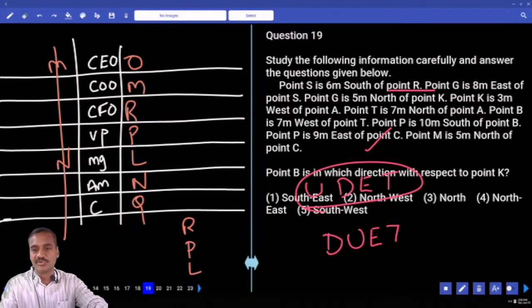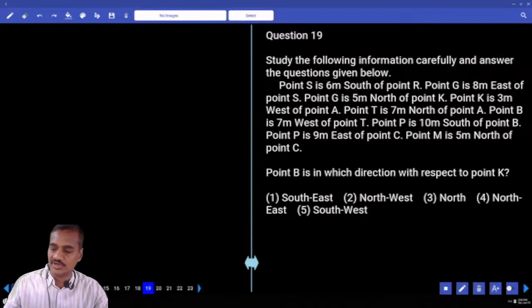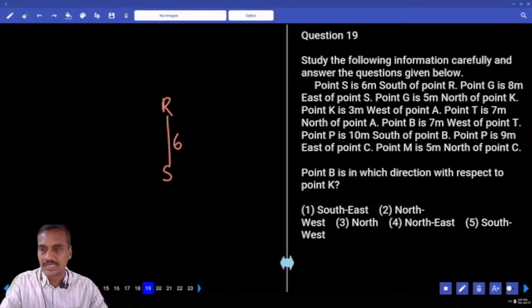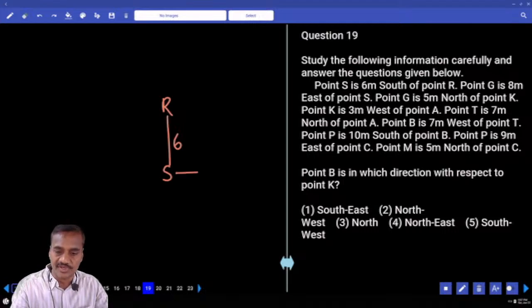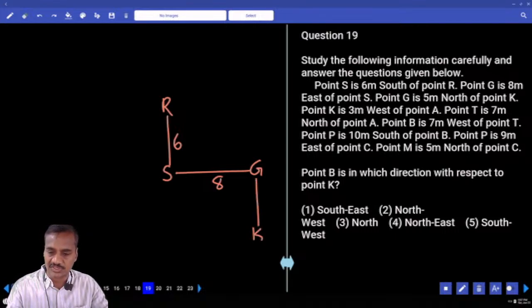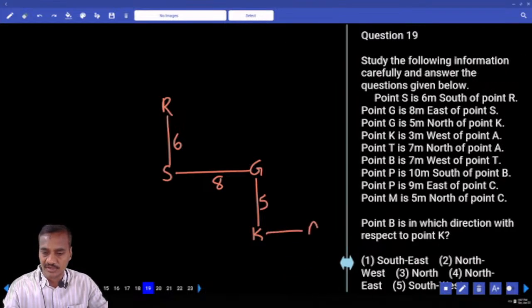Then next one coming to 19. 19 చేశారా? First or the second priority? 19th one, first priority. Now in this 19, S is how many meters? 6 meters to the south of R, S is here. Now S is 6 meters to the south of R, and G is 8 meters to the east of S. Now this is G, which is 8 meters to the east of S. And G is 5 meters to the north of K, K and G, the distance is how much? 5 meters. And K is 3 meters to the west of A, K and A, now the distance is how much? 3 meters.